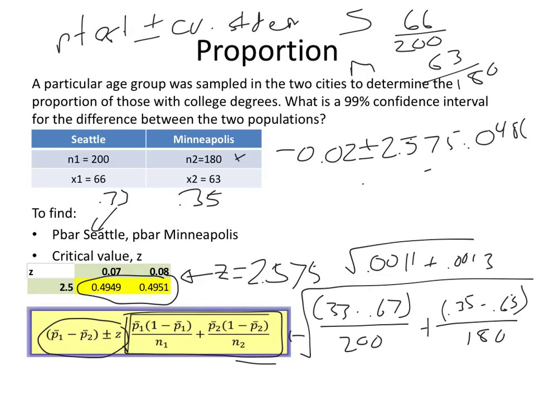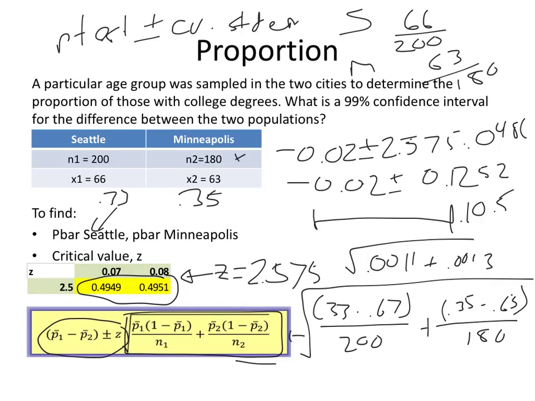And so what we get then is a negative 0.02 plus or minus, and our margin of error is going to be 0.1252. Okay, so about a 12% difference. So what we end up with for our confidence interval estimate is 10.5, or 0.105, right? So 10.5%, or negative 14.52. Okay, so we've added and subtracted from negative 0.02 this 12%.